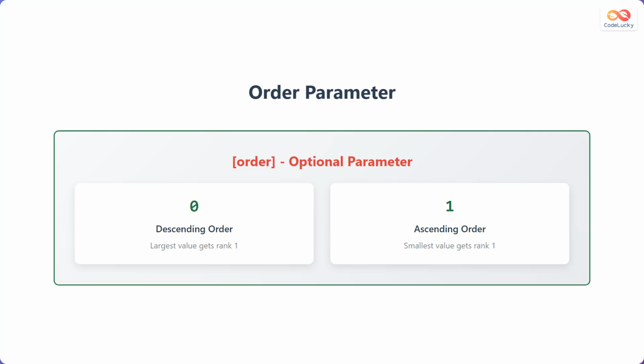Now let's delve into the order parameter of the RANK.EQ function. The order parameter is optional. It determines whether the ranking is done in descending or ascending order. If you set order to 0, the function will rank the values in descending order, meaning the largest value receives a rank of 1. If you set it to 1, the function will rank the values in ascending order, meaning the smallest value receives a rank of 1.